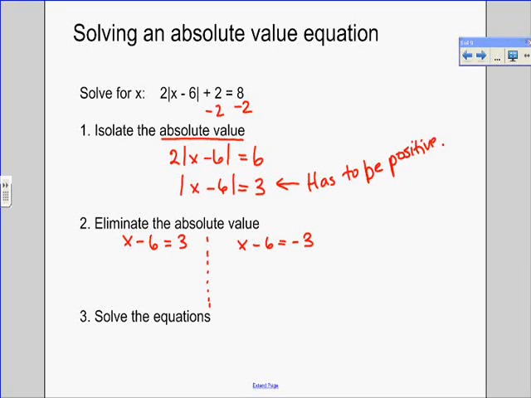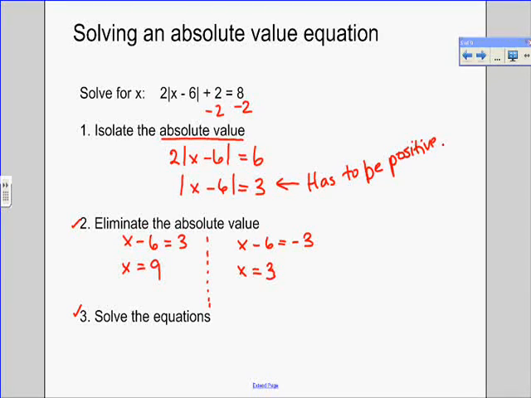So what will we do from there? We're going to solve for x. Over here we have x minus 6 equals positive 3. Add a 6 on both sides, and we end up with x equal to 9. Anyway, and we have x minus 6 on both sides is equal to a negative 3. So I've actually done eliminating and solving at once.